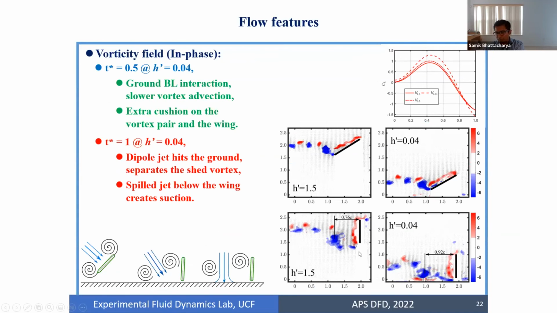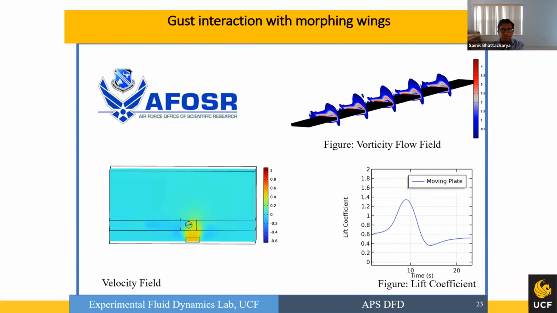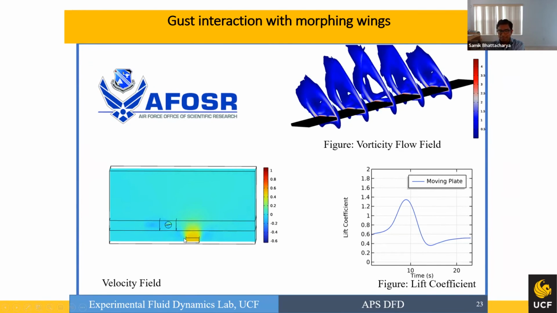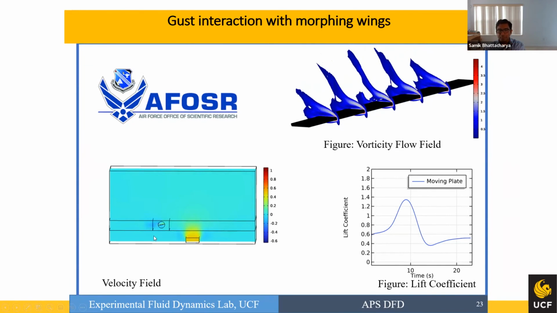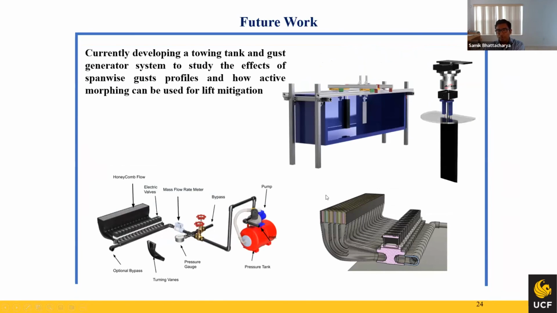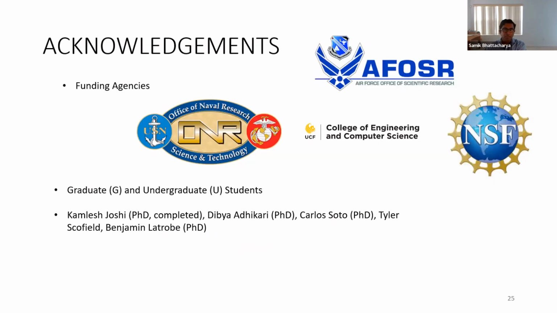So we also performed particle image velocimetry experiments. Since I am out of time, I will conclude here, but with good news that we recently received funding from AFOSR, where we are going to look into gust interaction with morphing wings. And the gust interaction is basically when you have a sudden disturbance and a wing is going over it. So we have started working on that, and we are doing preliminary work developing a gust generator in our towing tank.